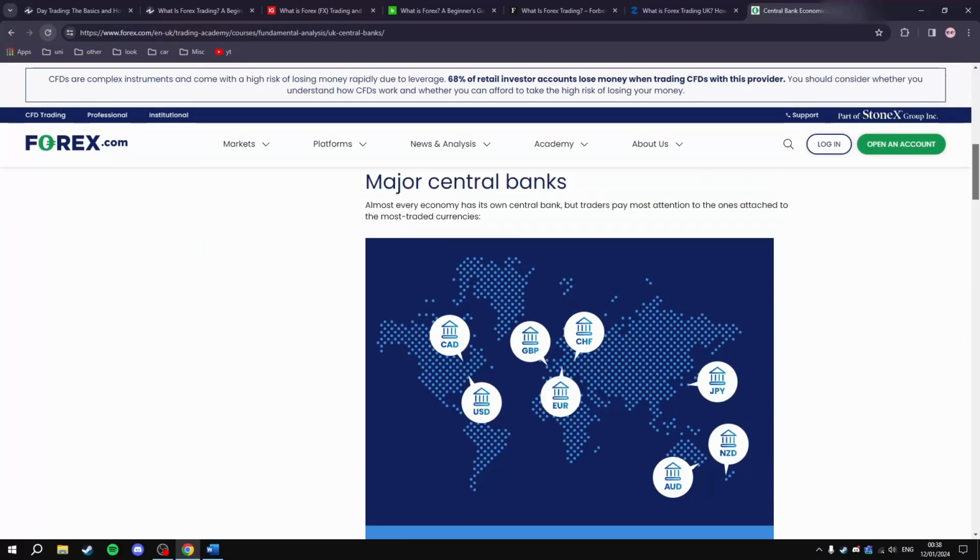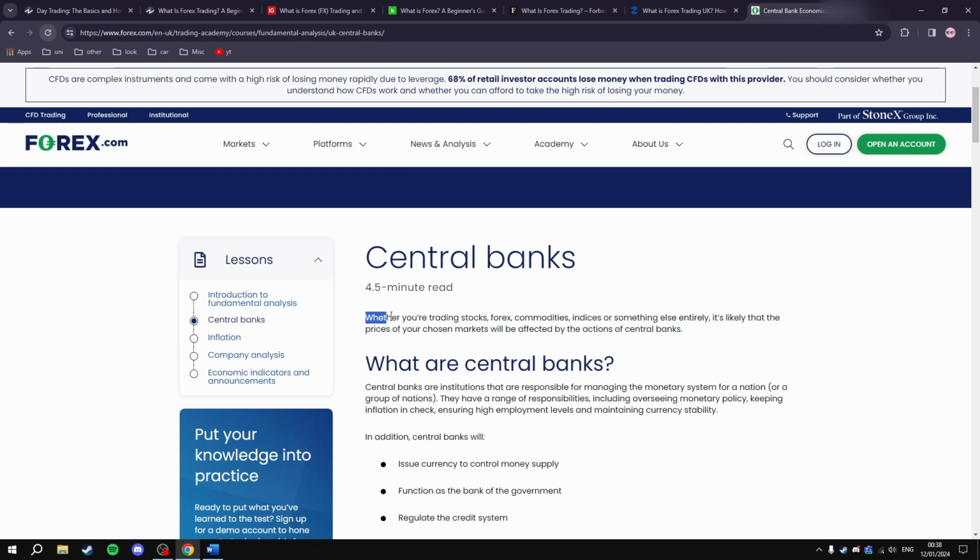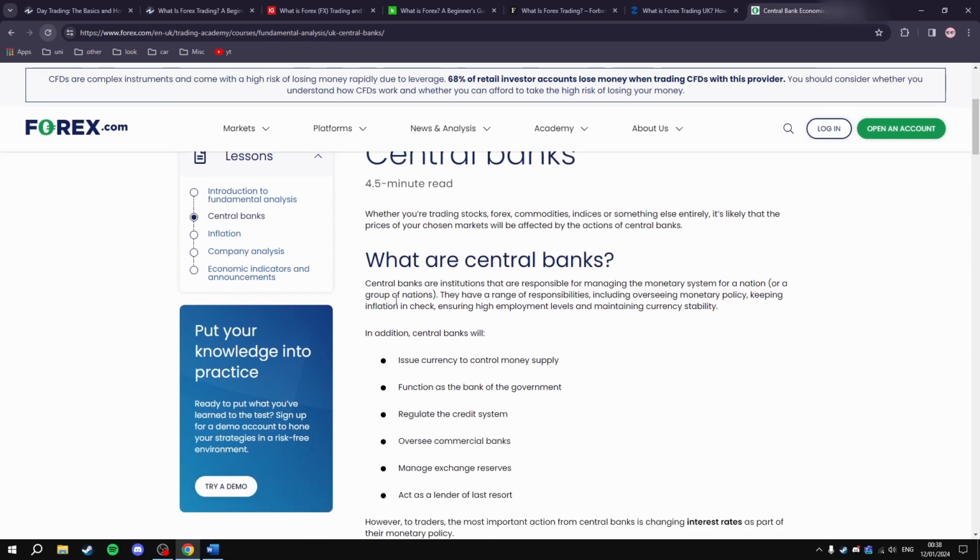Okay, so central banks. Whether you're trading stocks, forex, commodities, indices, or something else entirely, it is likely that the price of the chosen markets will be affected by the actions of central banks. What are central banks? Central banks are institutions that are responsible for managing the monetary system for a nation or a group of nations.